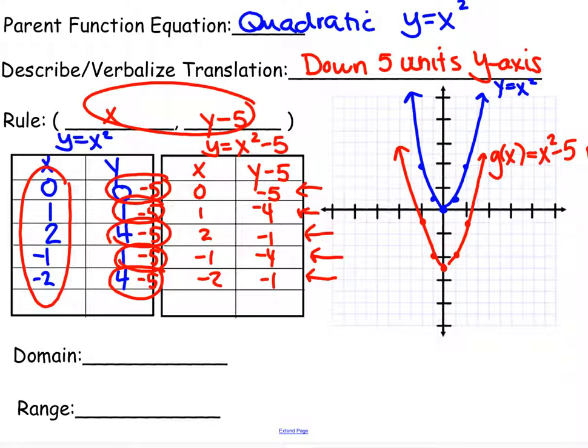All right, to finish up this problem, we need to identify the domain and the range. The domain, what type of numbers can you plug in for x? Well, all real numbers, negative infinity to positive infinity. Now our range of values, we give ourselves a horizontal line here at y equals negative 5. Everything above that horizontal line, imaginary line, exists. So our range of values is y greater than or equal to negative 5. Everything above this yellow line exists for our range.